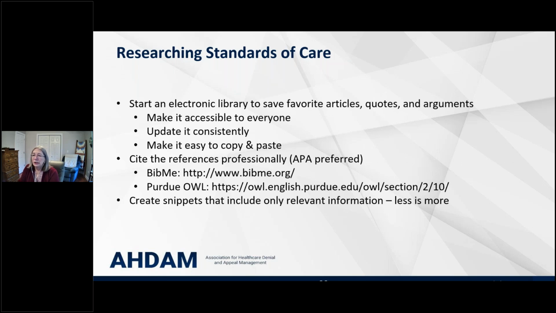Okay, so start an electronic library to save your favorite articles, quotes, and arguments, and that's what I'm going to present in November during the webinar then. Make it accessible to everyone who's working on appeals, update it consistently, make it easy to copy and paste from. I cite my references professionally using APA format.